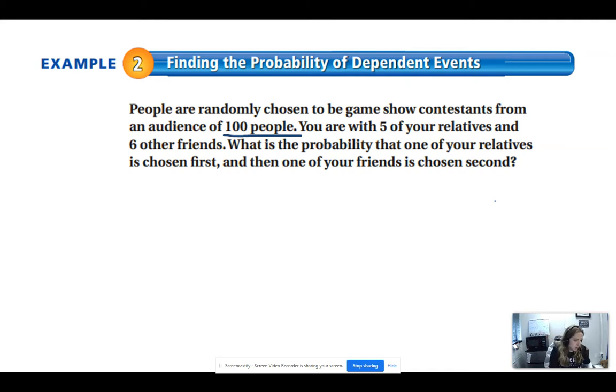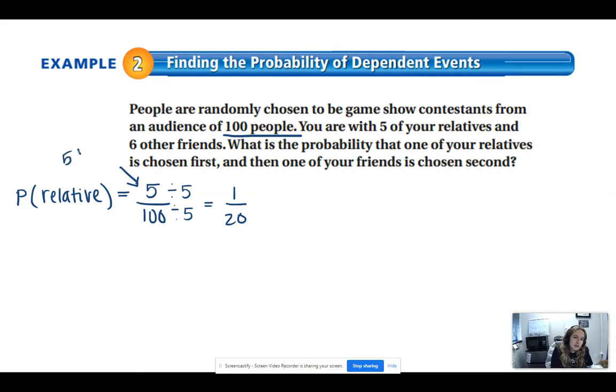So let's talk about what we're going to do. First, let's find the probability of them choosing one of my relatives first. Well, how many relatives do I have? I have 5 with me. Out of how many people are in the audience? Well, there's 100. Okay, let's reduce our fraction. Divide it by 5, divide it by 5, and that's going to give me 1 over 20. And just remember, this is because there are 5 relatives, and this number is because there are 100 audience members. Okay, so we have the probability of choosing a relative.